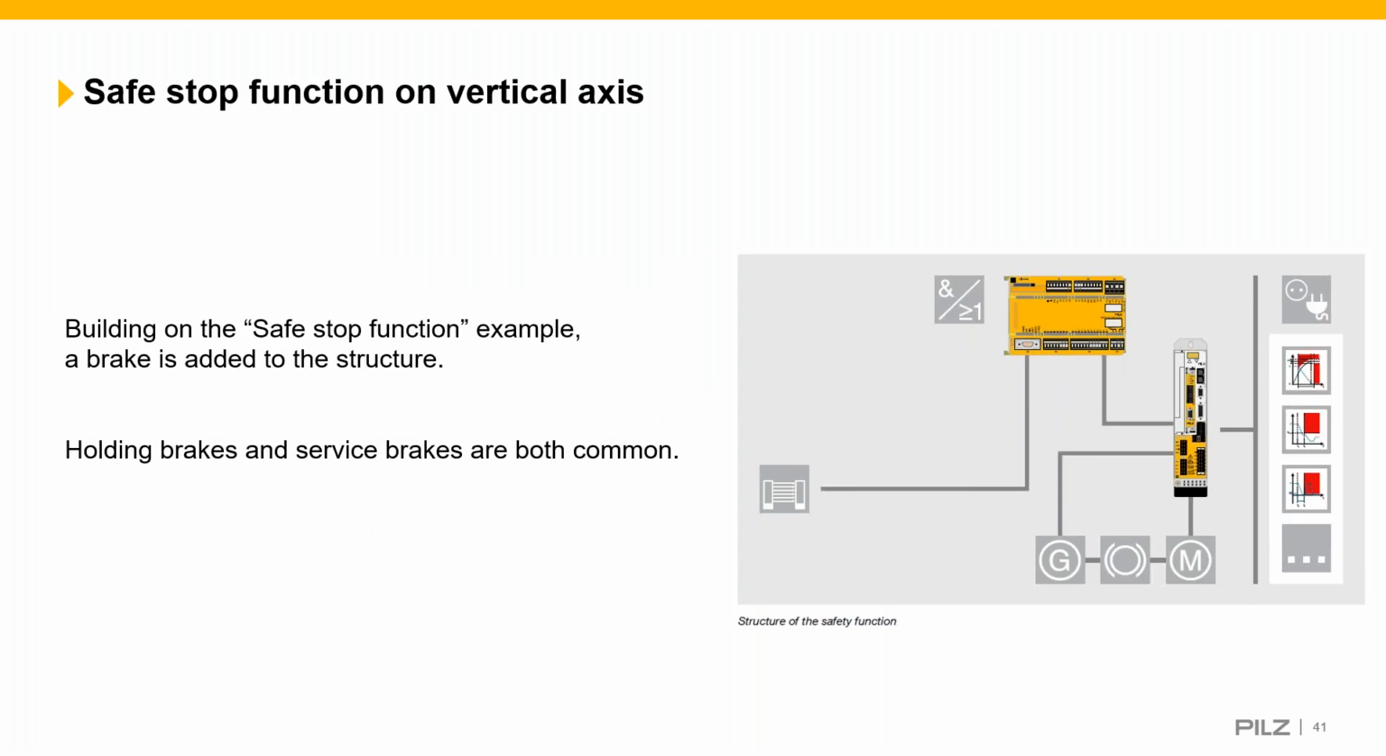Safe stop function on a vertical axis. Building on the safe stop function example, a brake is added to the structure, as you can see there. Holding brakes and service brakes are both quite common when this is being used.